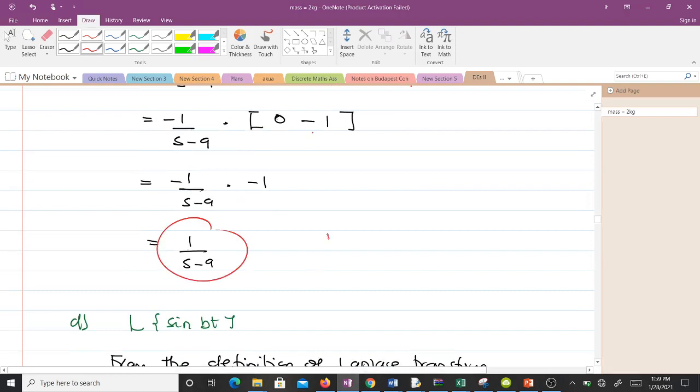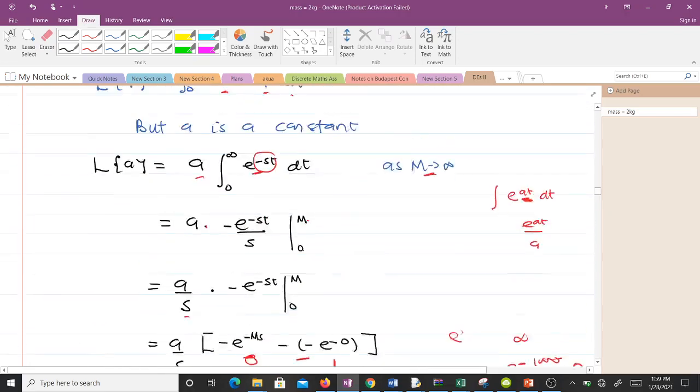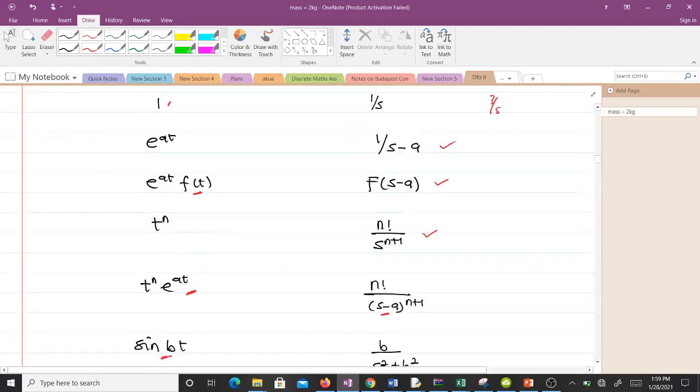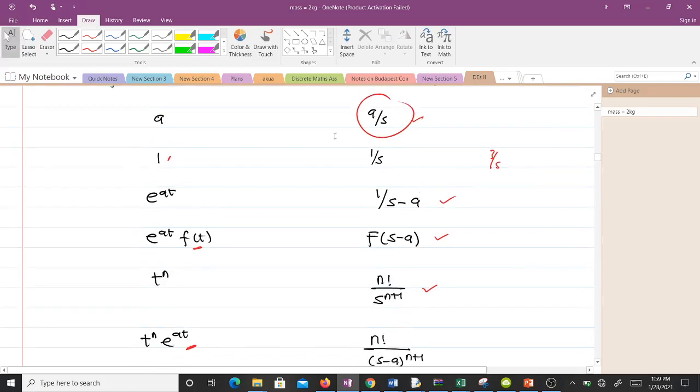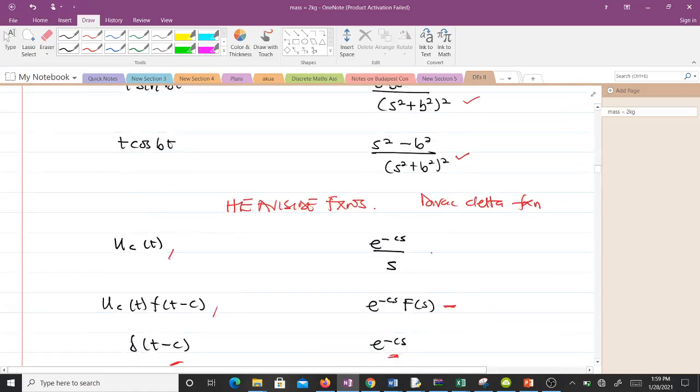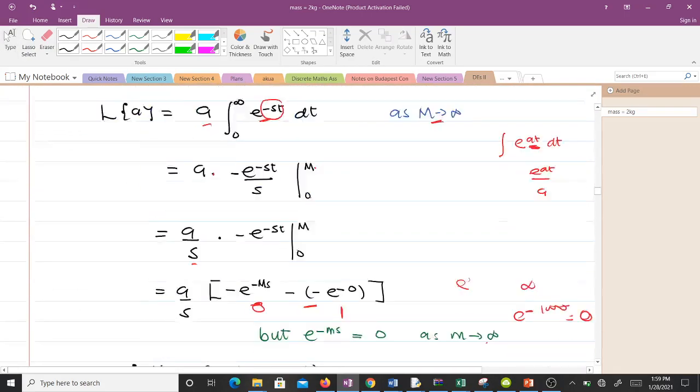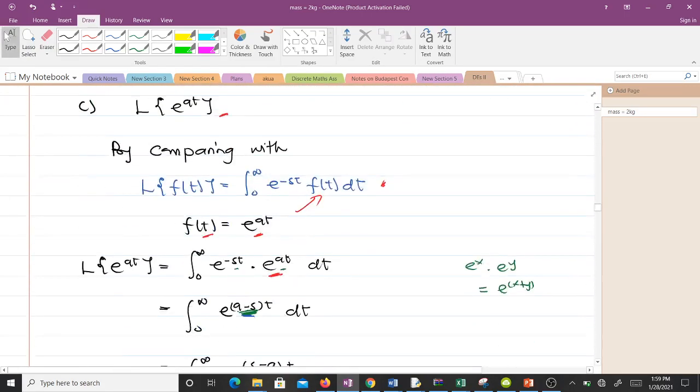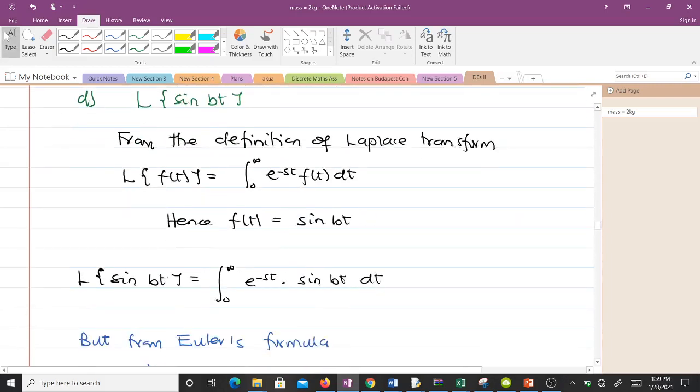So that means the Laplace of e^(at) is this. You could also see that one from the table here. I told you all of them were derived. We didn't just write them. Okay. Then I think let's solve the last one.